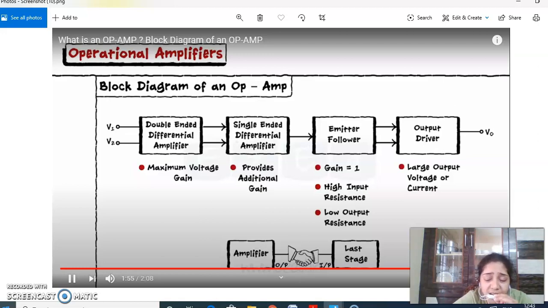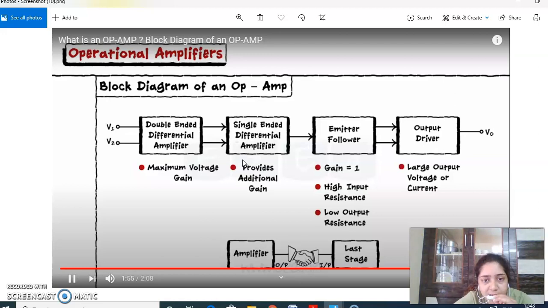When we get the maximum voltage gain, the voltage gain expression is AV equal to V naught by V, the output voltage divided by the input voltage. So whenever we have a high output voltage, we can get a high voltage gain, right? Next, the output of the double-ended differential amplifier is applied to the single-ended differential amplifier.